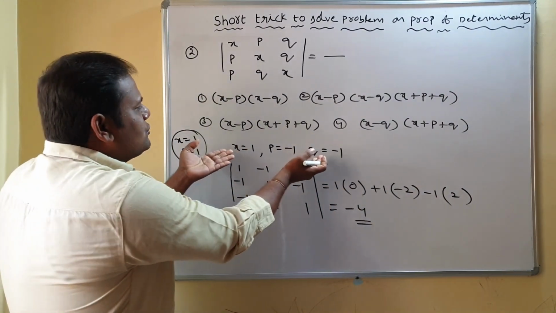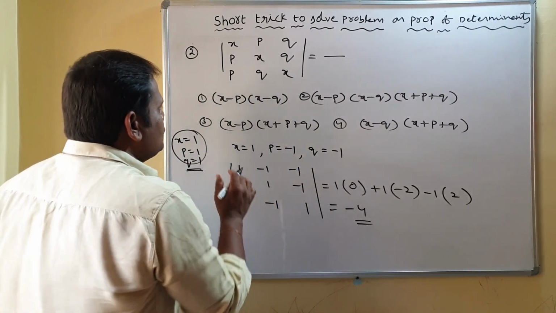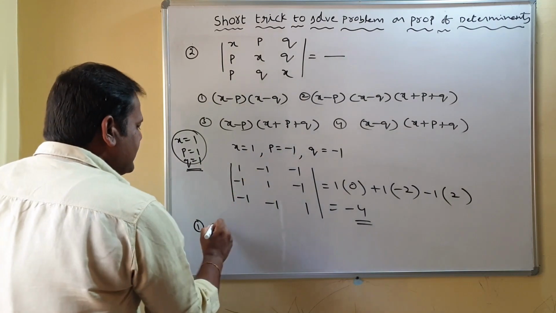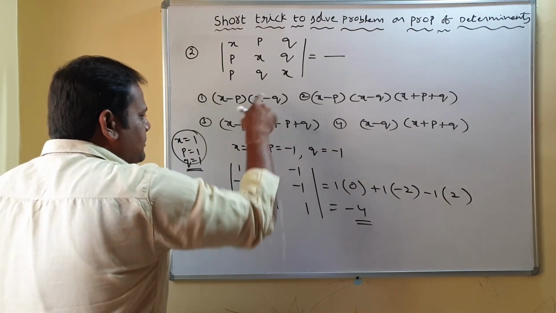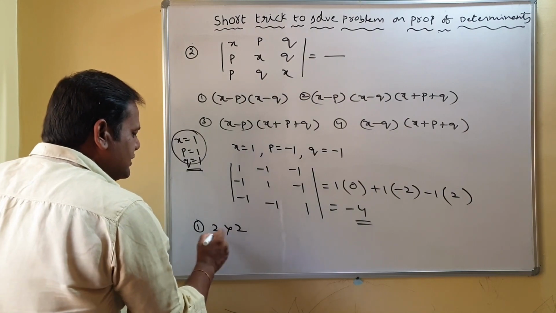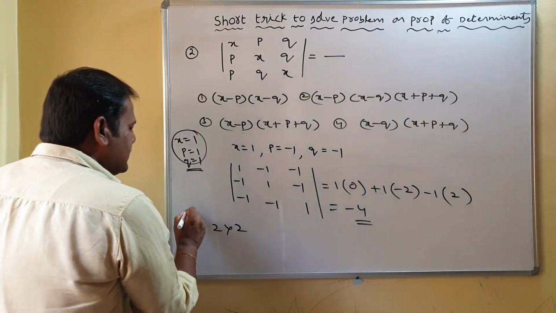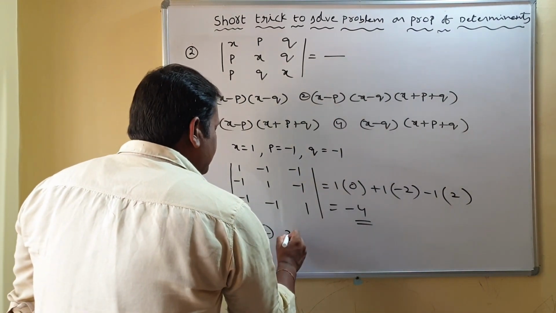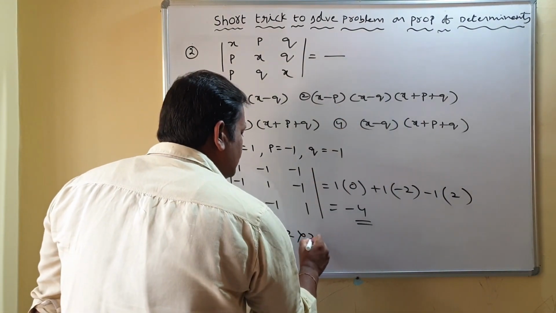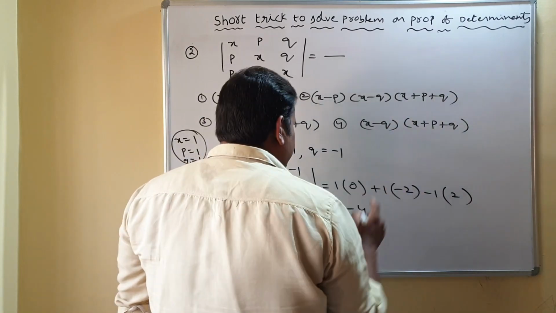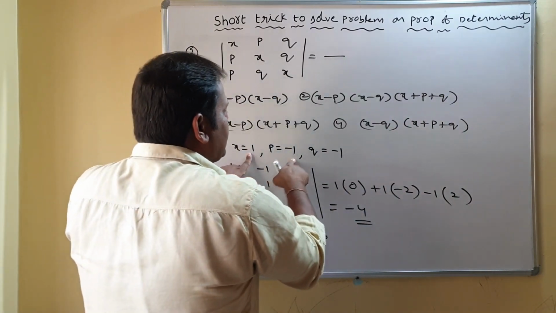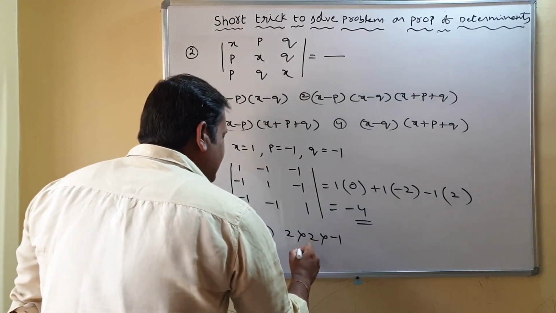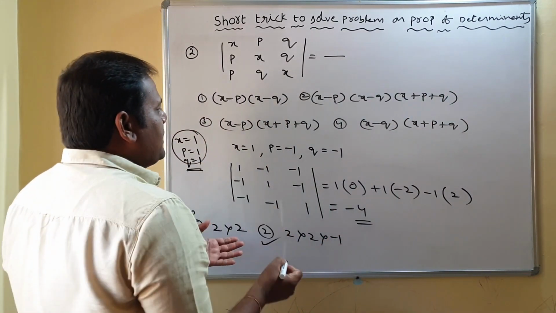Just substitute these values in the options. The first option gives x minus p, which is 2, x minus q is 2. It is 4. But our answer is minus 4. So the first option is wrong. Coming to the second option: x minus p is 2, x minus q is 2, and x plus p plus q. x is 1, p is minus 1, q is minus 1, so we are left with minus 1. So minus 1. Yes, it gives minus 4. So it may be correct.